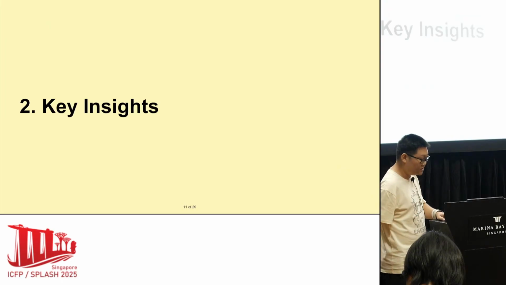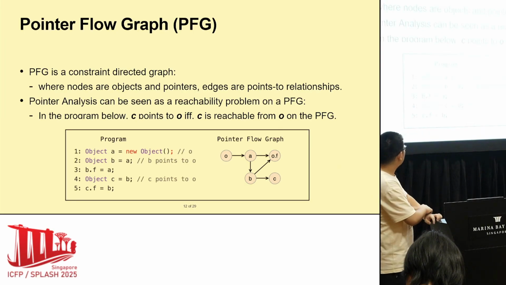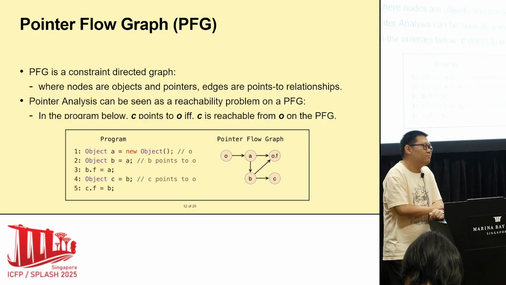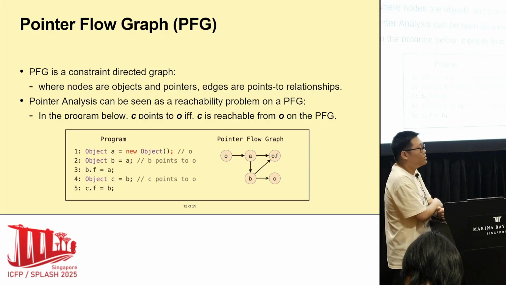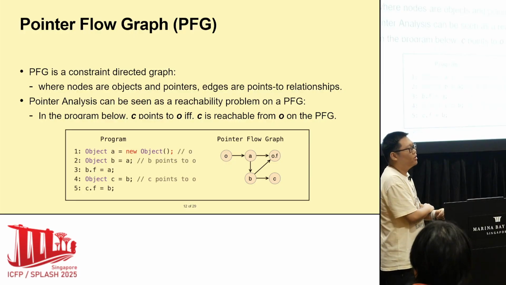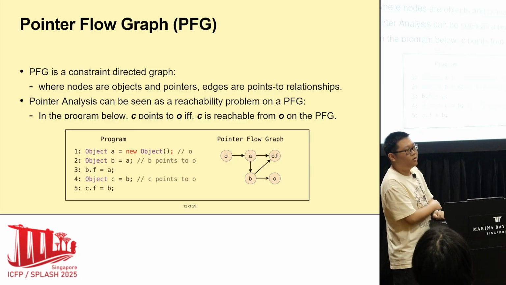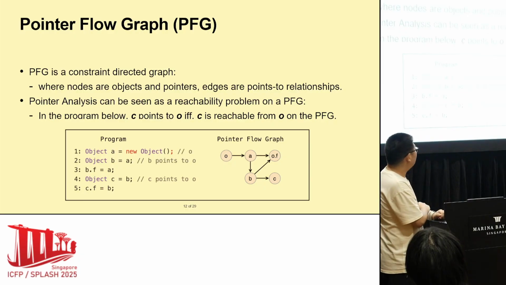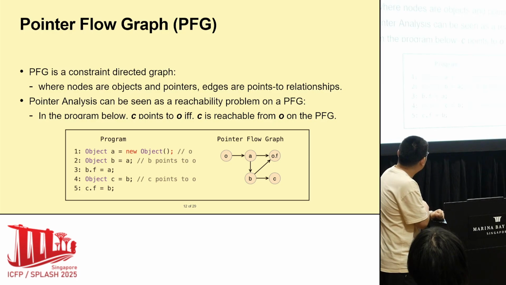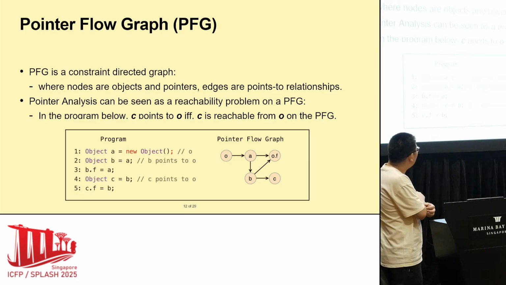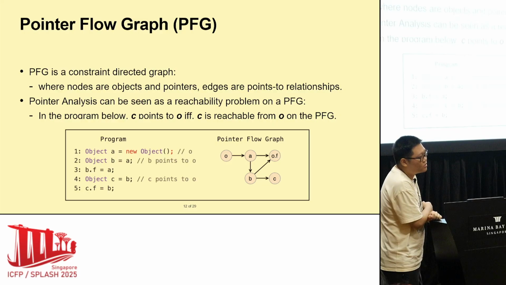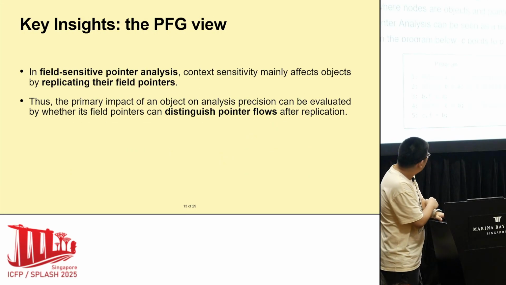So let's begin with our key insights. We first introduce the pointer flow graph, which is mainly a constraint-directed graph where nodes are pointers and objects, and edges are points-to relationships. And pointer analysis can be seen as a reachability problem on the PFG. For example, in the program below, a variable c points to object o if and only if c is reachable from o on the PFG.